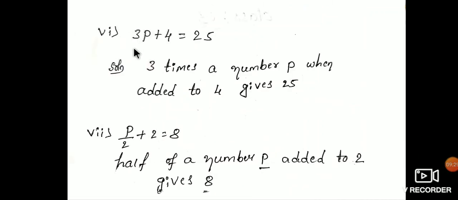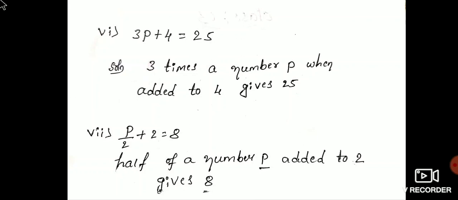This next one is very important. They will not give it in a simple manner. 3p plus 4 is equal to 25. Dear students, go one by one in order. First is 3p. That means how many times of p? 3 times of a number p. 3 times of a number p is added to 4, that is equal to, that gives 25. Let me repeat: 3 times of a number p is added to 4. So that gives how much? That is 25.